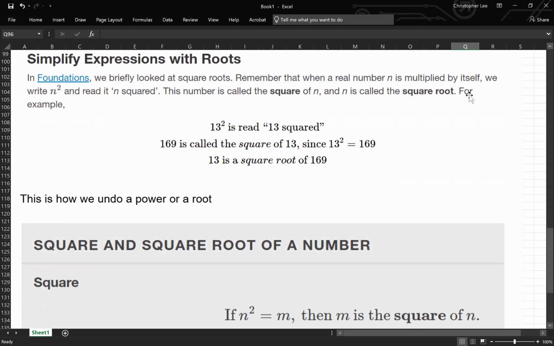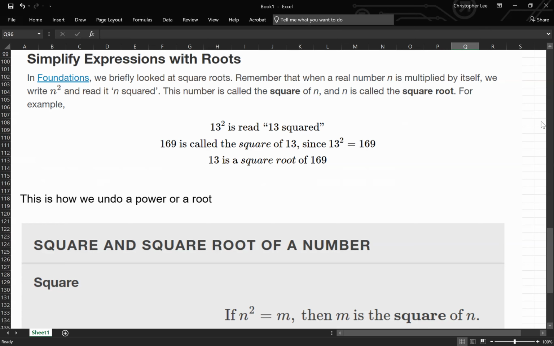So we're going to simplify expressions with roots. We briefly looked at square roots before. Remember that when a real number n is multiplied by itself, we write n to the second power, n squared, which is read as n squared. This number is called the square of n. n is called the square root.